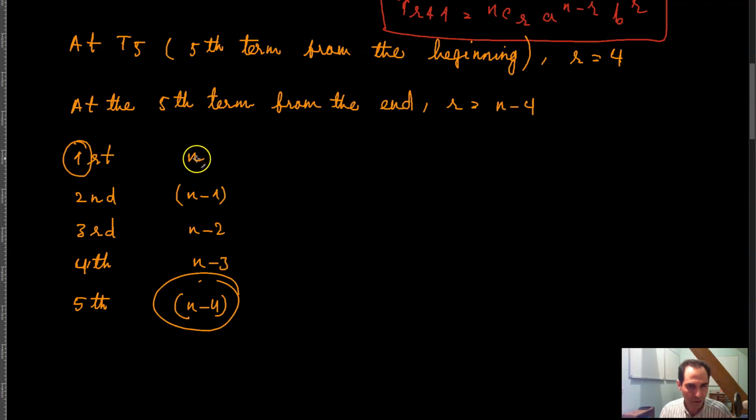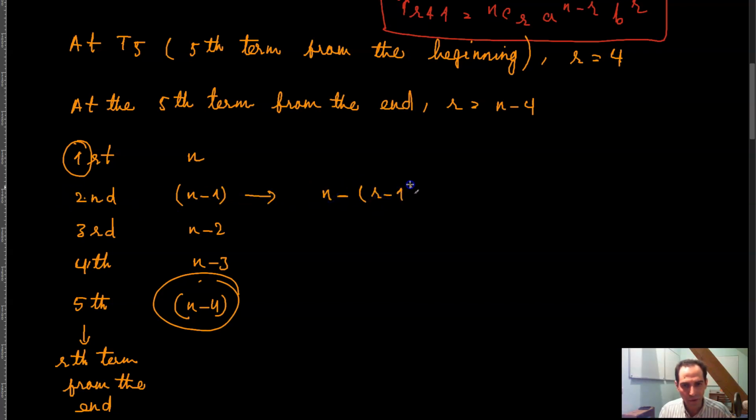So over here you have for example 2 and 1, 3 and 2, 4 and 3, and 5 and 4. So you can write it as, if you call this the rth term from the end, then the r in the formula would be, for example, n minus r minus 1, right?